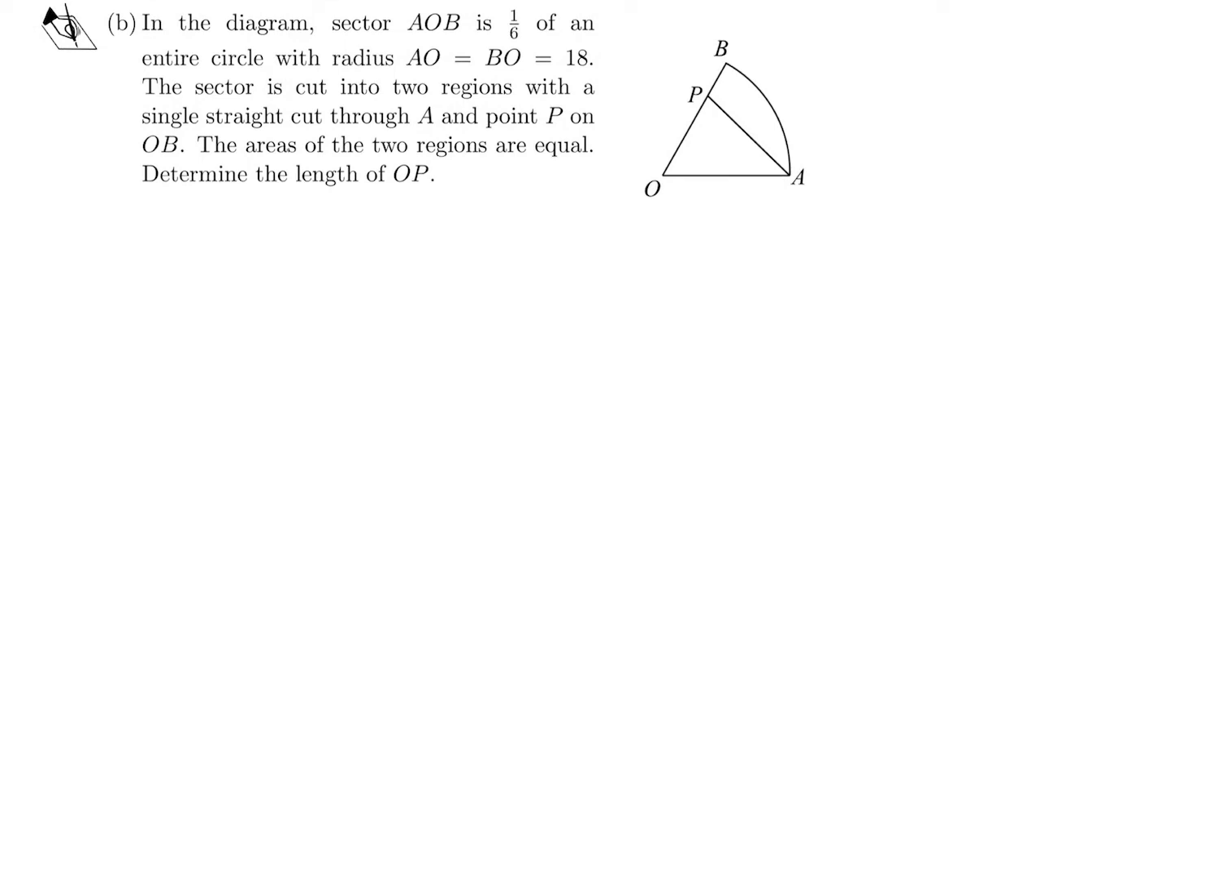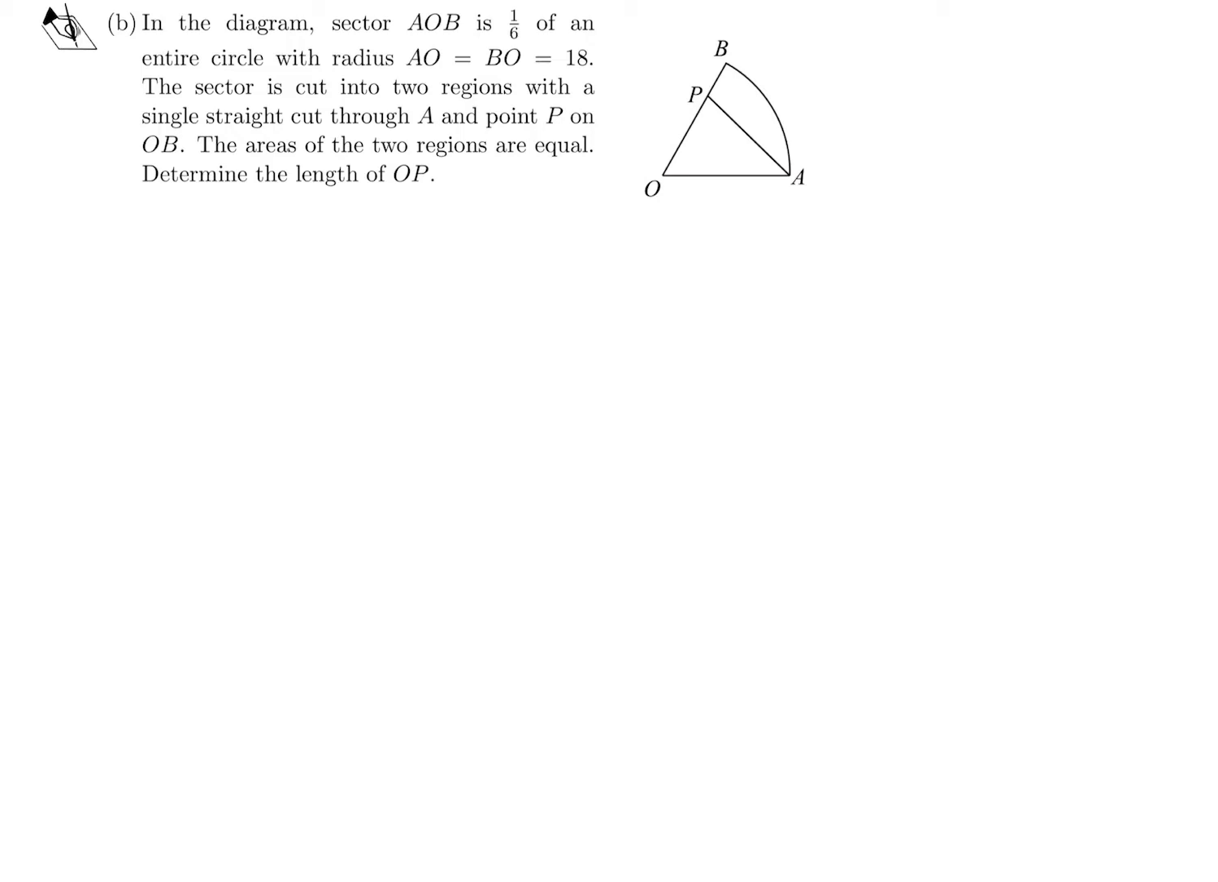In the diagram, sector AOB is 1/6 of an entire circle with radius AO equals BO equals 18. The sector is cut into 2 regions with a single straight cut through A and point P on OB. The areas of the 2 regions are equal. Determine the length of OP.